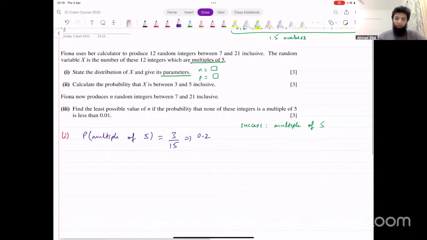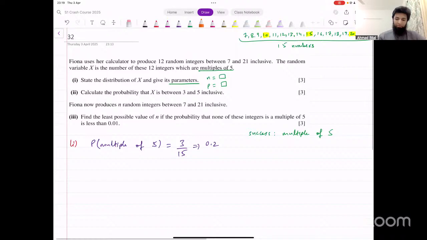Okay. All right. Now, so I see that there's a confusion in this question. Some of you are thinking, we have 15 numbers here and they're saying 12 random integers. How do both of these things match?